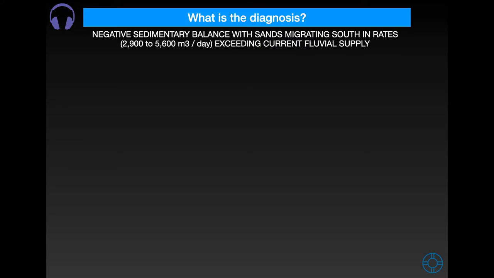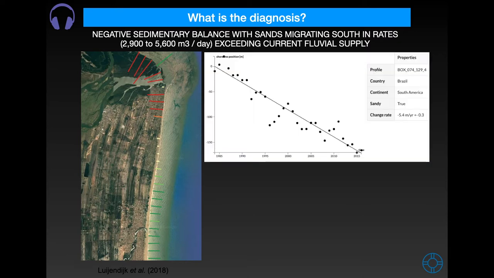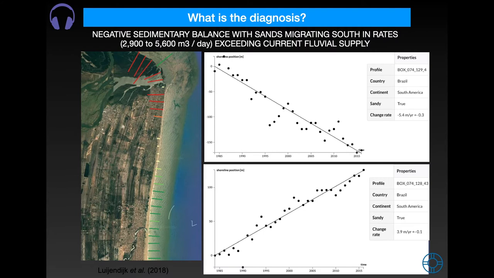And it was also diagnosed that there is a negative sedimentary balance, with sands migrating towards the south at rates of 2,900 to 5,600 cubic meters a day. This exceeds the current fluvial sediment supply for Atafona.